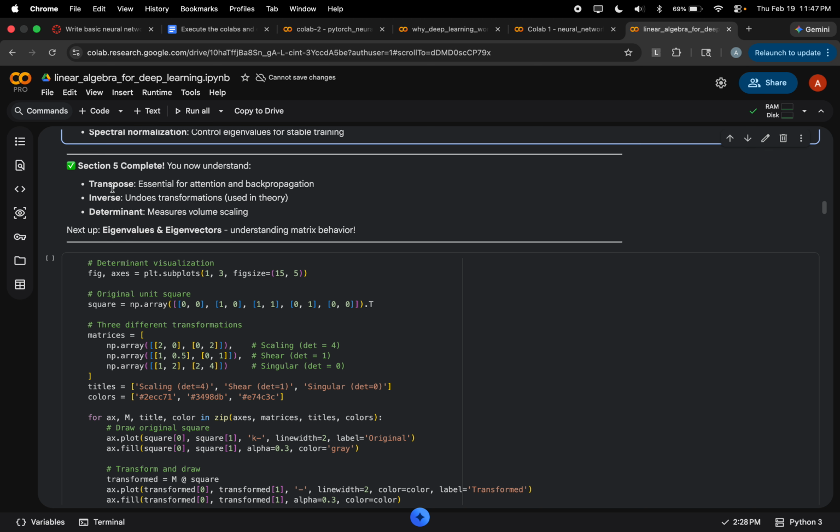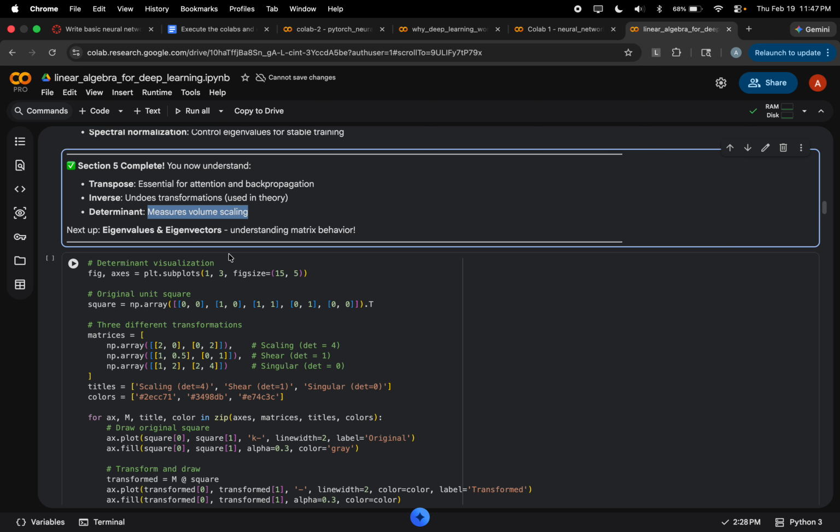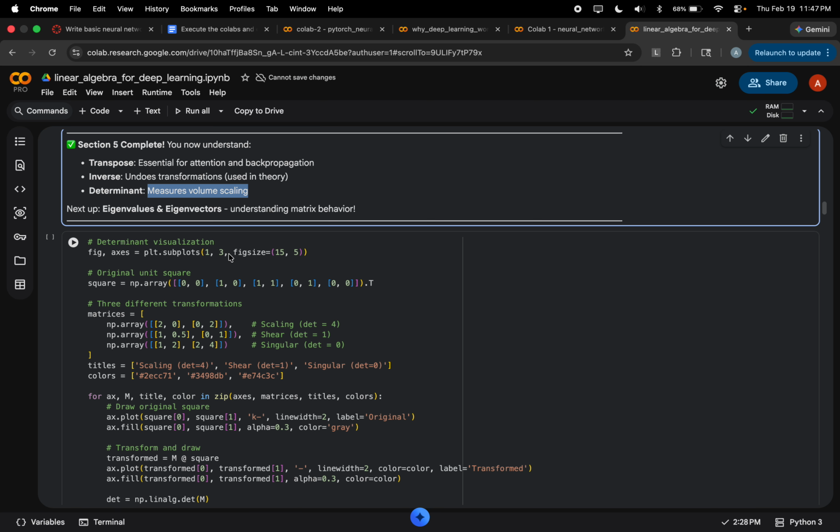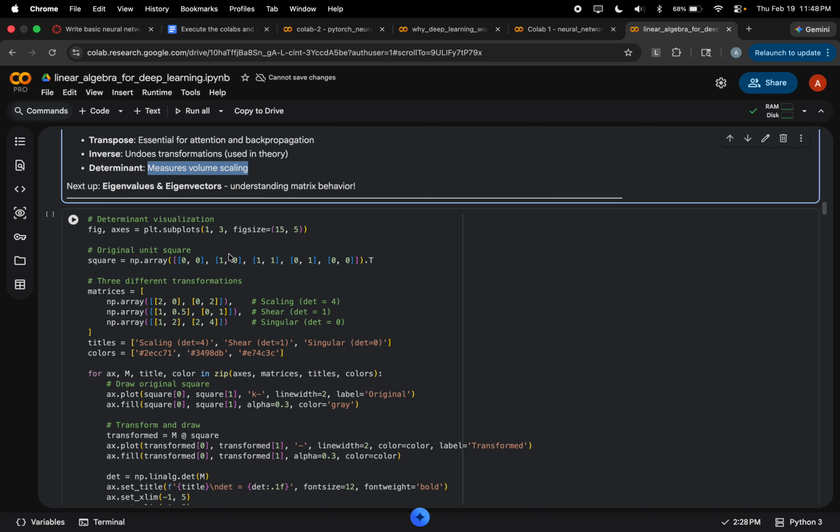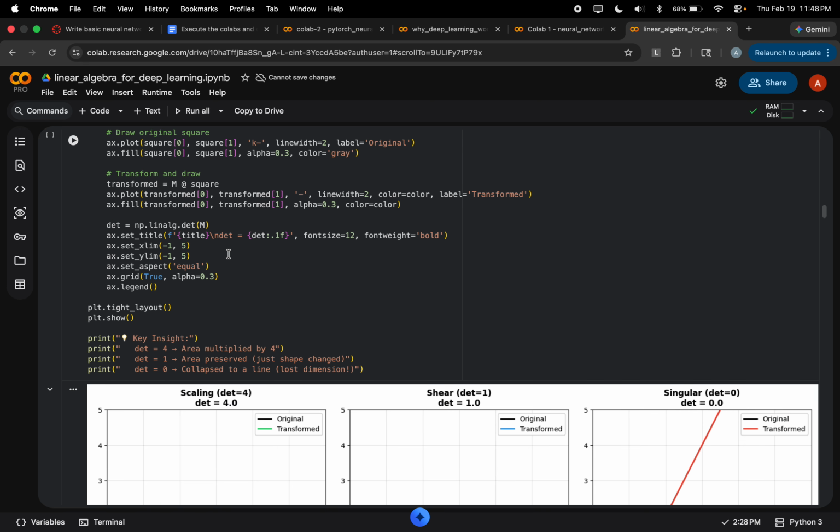Then we have the transpose, inverse, and determinant properties. Here, transpose is essential for attention and backpropagation. Inverse undoes the transformations used in theory, and determinant measures volume scaling.